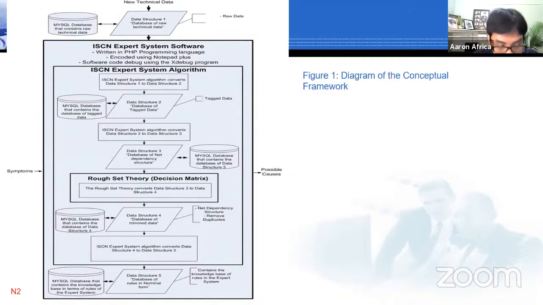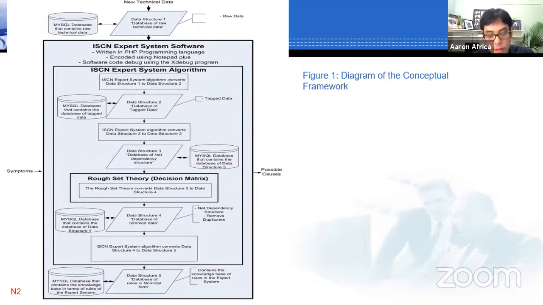Now, what will happen is the data will be written in a table where the first column contains the case number and the second column contains the number of possible causes and symptoms. And the third column contains the value of the possible causes and symptoms. The table will be the database of data structure 2. It is called the database of tag data and is contained in the MySQL database. Basically, that is what we will do.